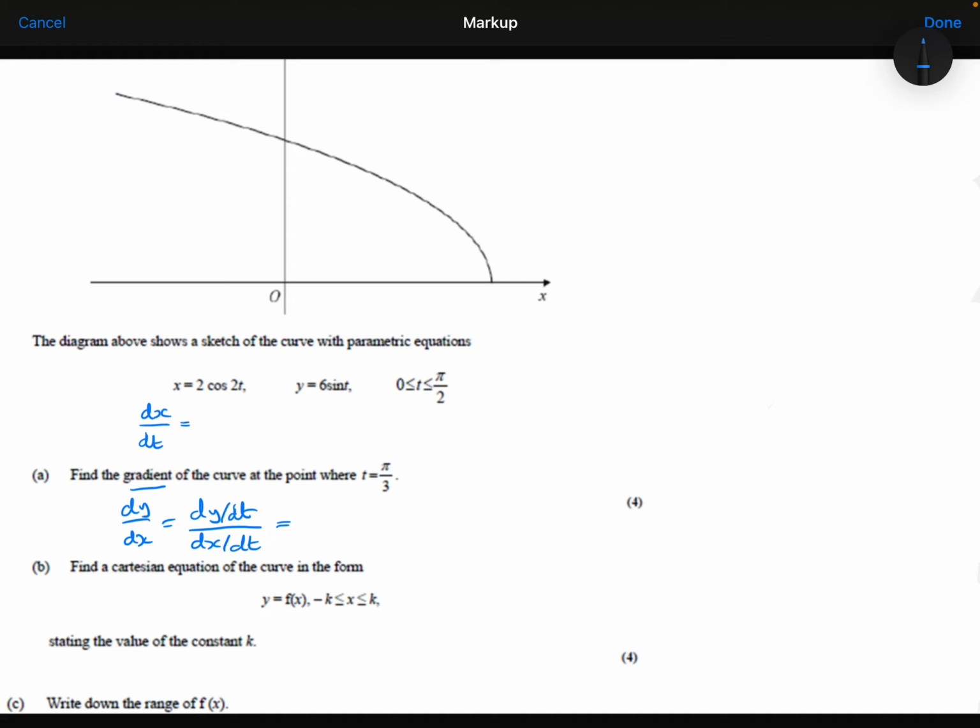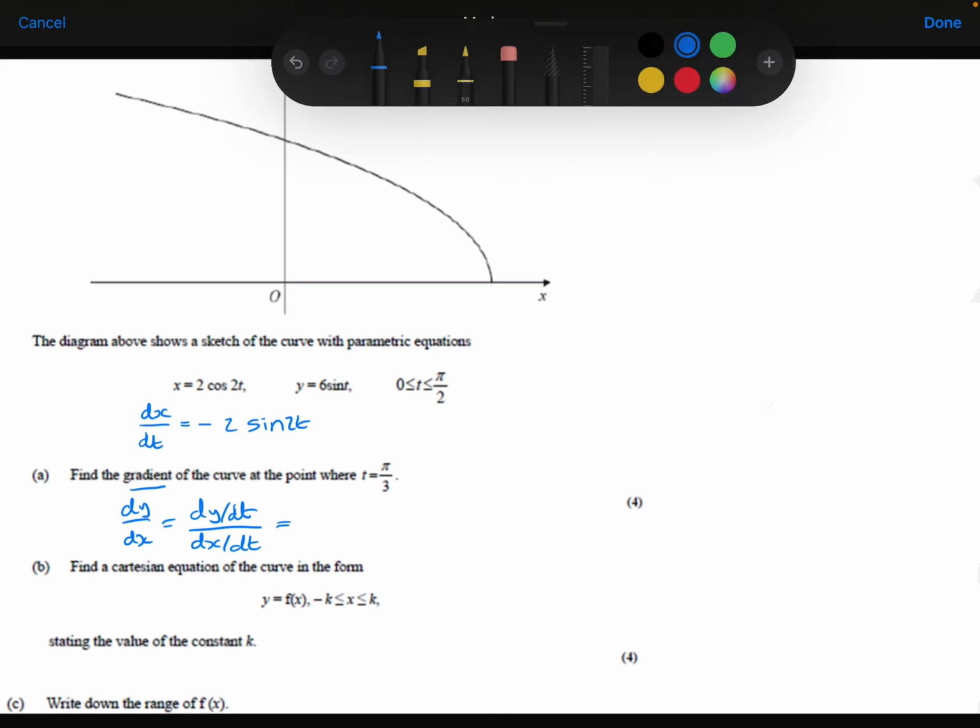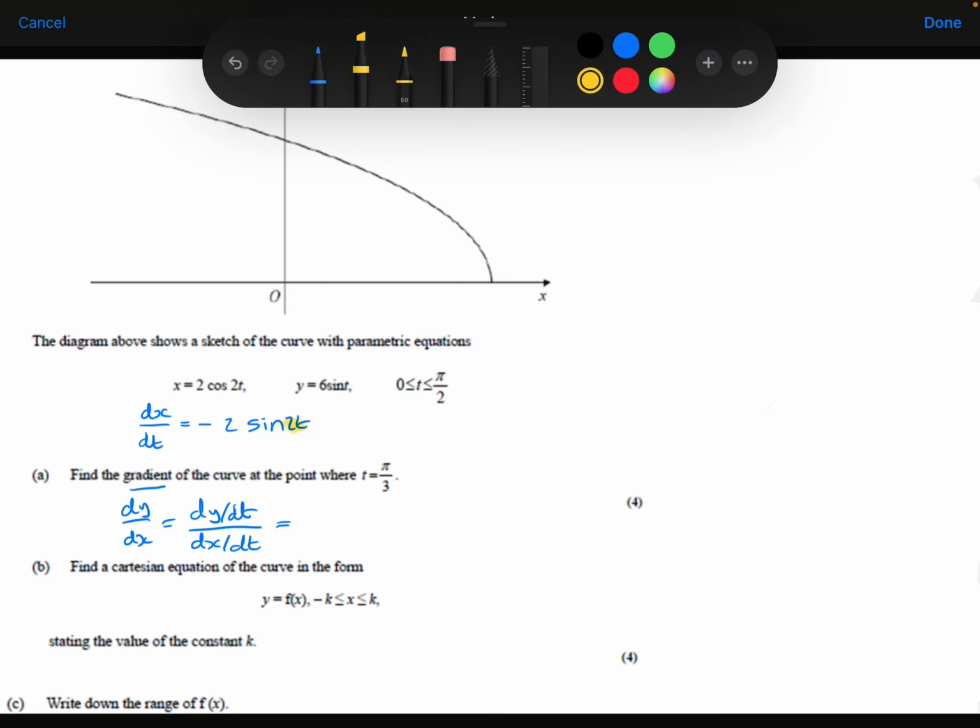Cos differentiates to be minus sine, so I get minus 2 sine 2t, but by the chain rule I need to multiply by the derivative of the inside. So multiplying by 2 will actually make this be 4. So that's my dx by dt. Now to find dy by dt, 6 sine t differentiated will become 6 cos t.